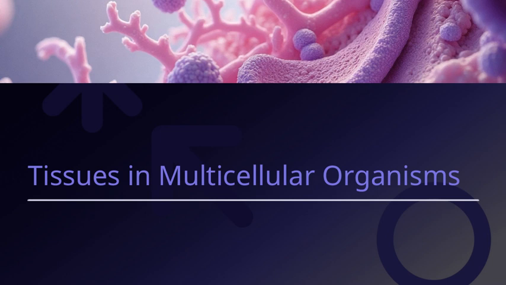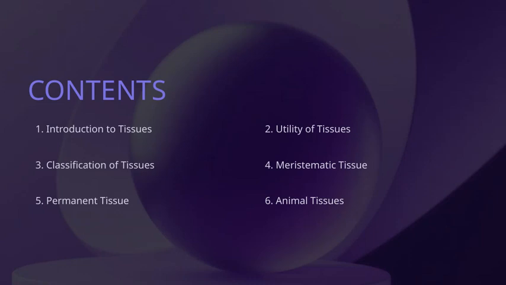Let's get started. Today, we're going to explore the contents of our presentation, which is organized into several key topics. First, we'll look at the introduction to tissues, understanding what tissues are and why they are fundamental to both plants and animals. Then, we'll examine how tissues are classified into different types based on their structure and function. Moving forward, we'll discuss the concept of permanent tissue, which is crucial for the growth and support of plants once they have fully developed. We'll also cover meristematic tissue, which is responsible for plant growth and tissue formation.